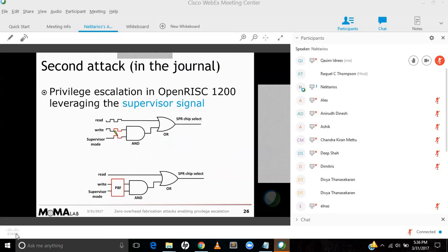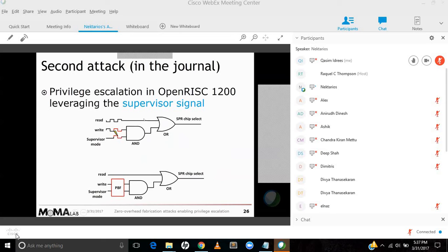Now, there is also a second attack described in the journal that I showed you earlier. This is on a different processor. This is the OpenRISC processor 1200. And in this attack, we are leveraging the supervisor signal. The supervisor signal is the signal that tells the processor, go from ring 3 to ring 0. There is one particular wire that controls a special purpose register. As you can see on the top right-hand side, it says SPR. This is special purpose register.